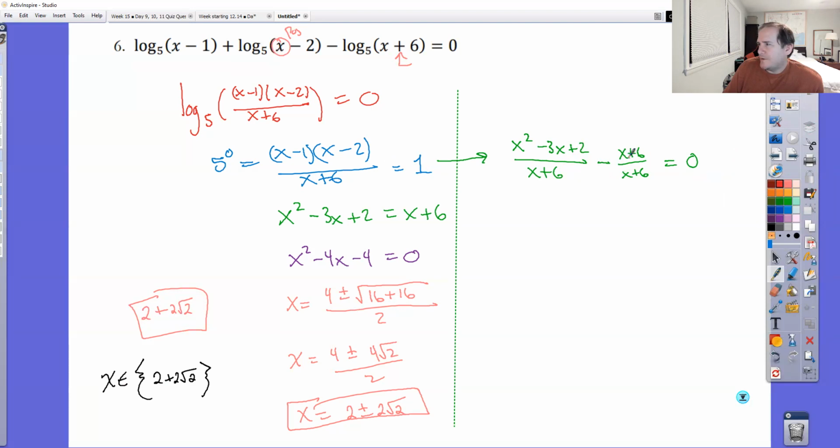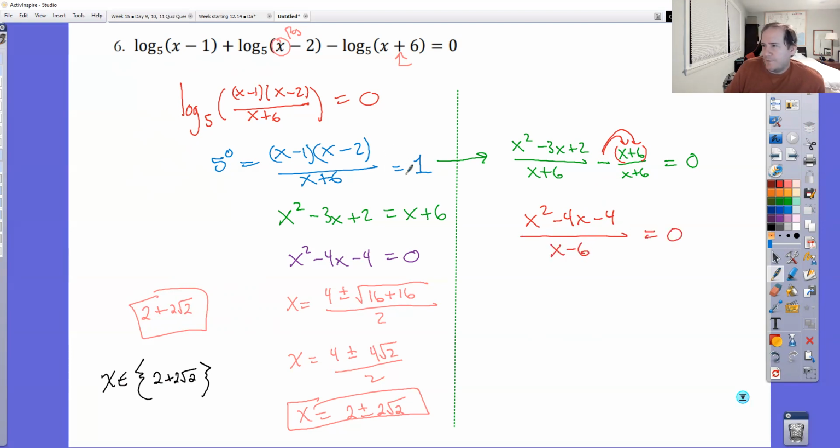I don't really need to worry about that here, though. This negative would distribute. We would get what? x squared minus 3x minus x is minus 4x. Positive 2 minus 6 is minus 4, all over x minus 6.